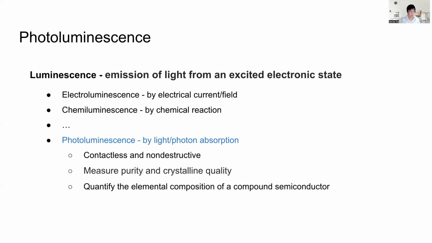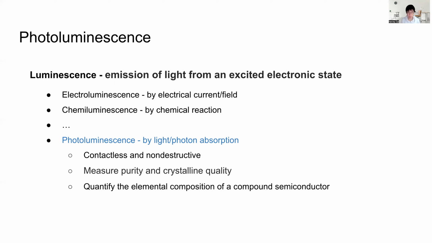So what is photoluminescence? First of all, let's look at the effects of luminescence, which is essentially the emission of light from an excited electronic state. So what does that mean? It means that when the electron is stimulated by outside energy or reactions, it can be excited to a different energy level, and when it releases and relaxes, it will release energy, and light will be emitted from the material.